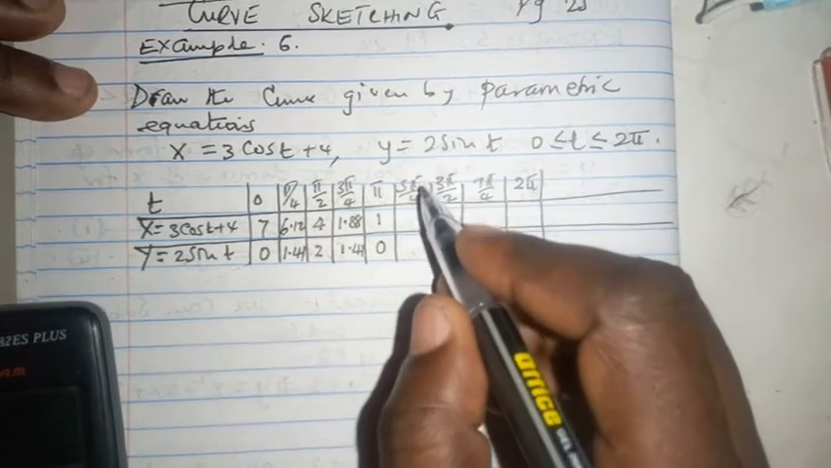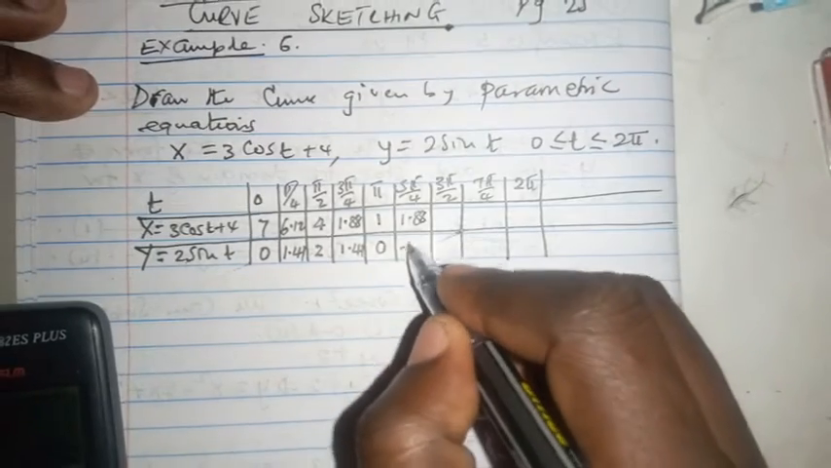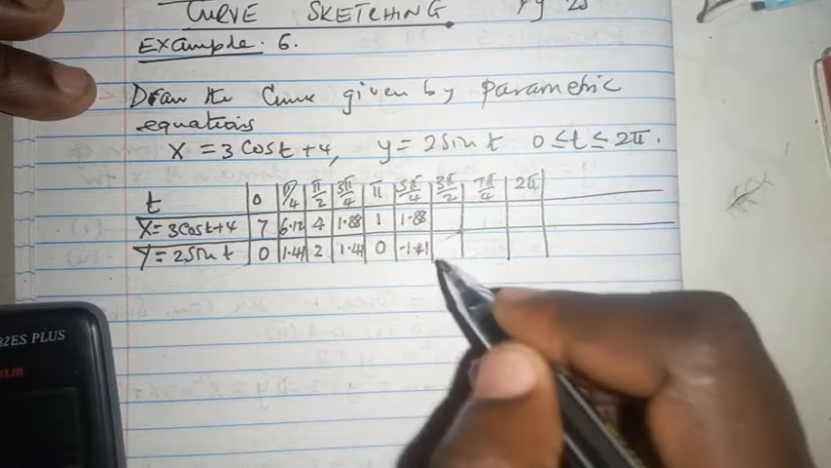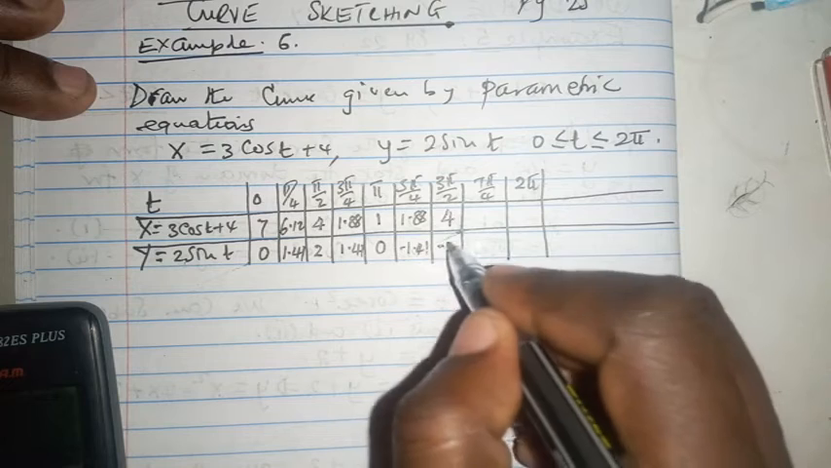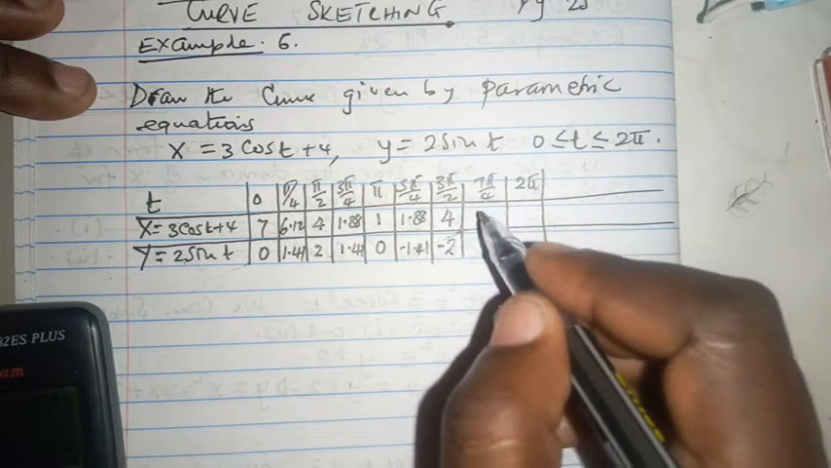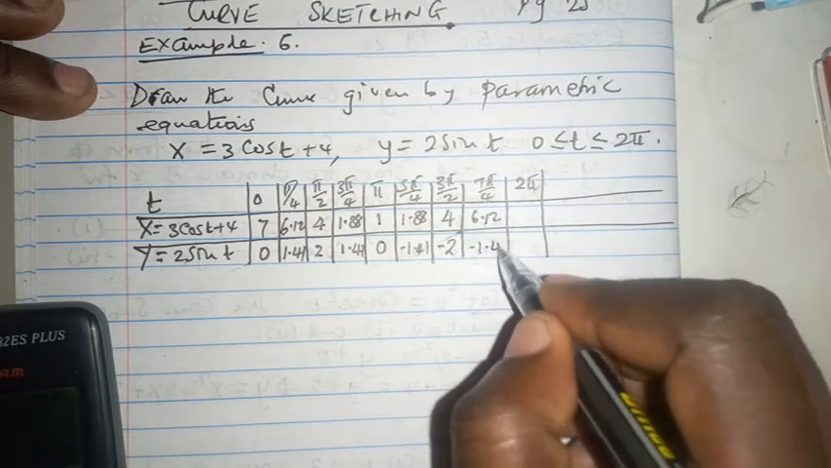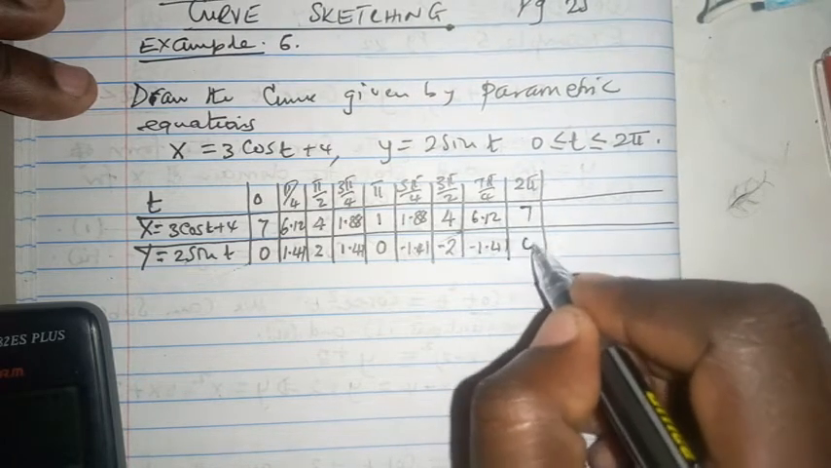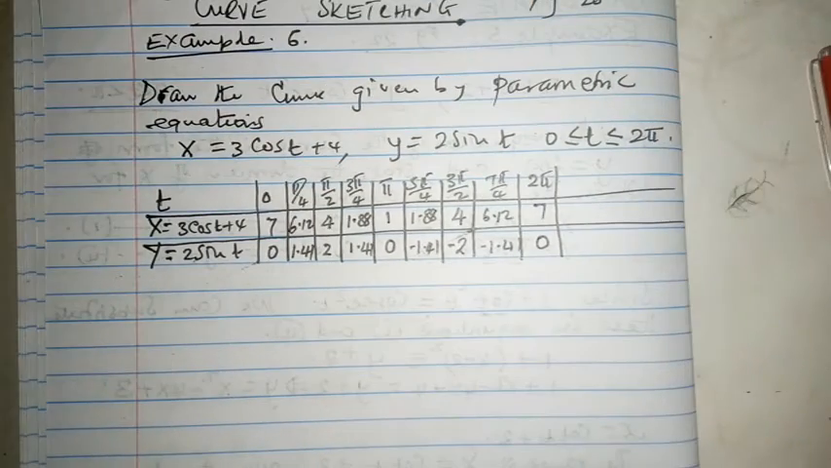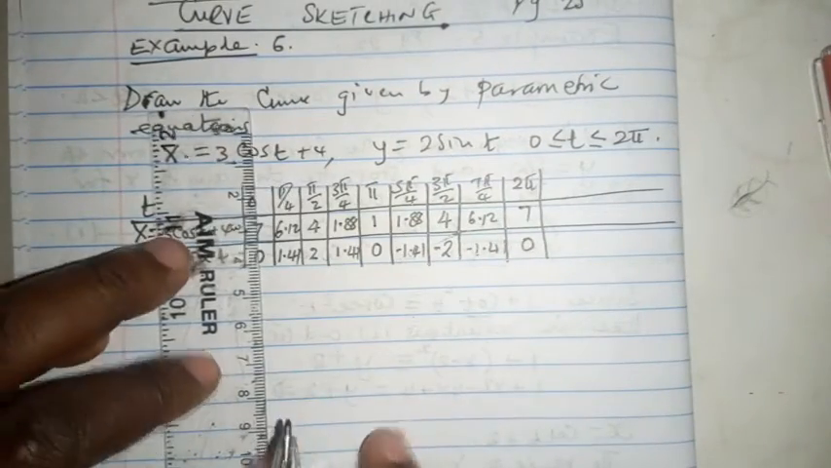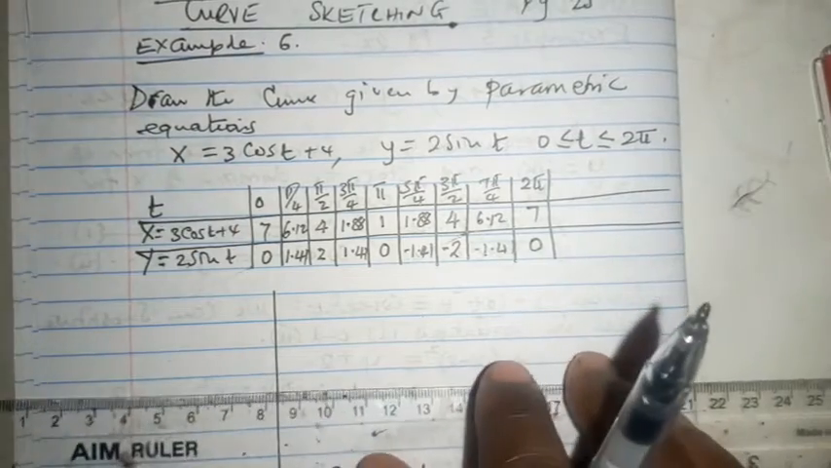When t is 5 pi over 4, x will be 1.88 and y is negative 1.41. At 1.5 pi, x will be 4, and y will be minus 2. At 7 pi over 4, 6.12 will be the value of x, and y minus 1.41. At 2 pi, 7 and 0. You just have to confirm that these are the values you'll be getting after you substitute pi throughout.